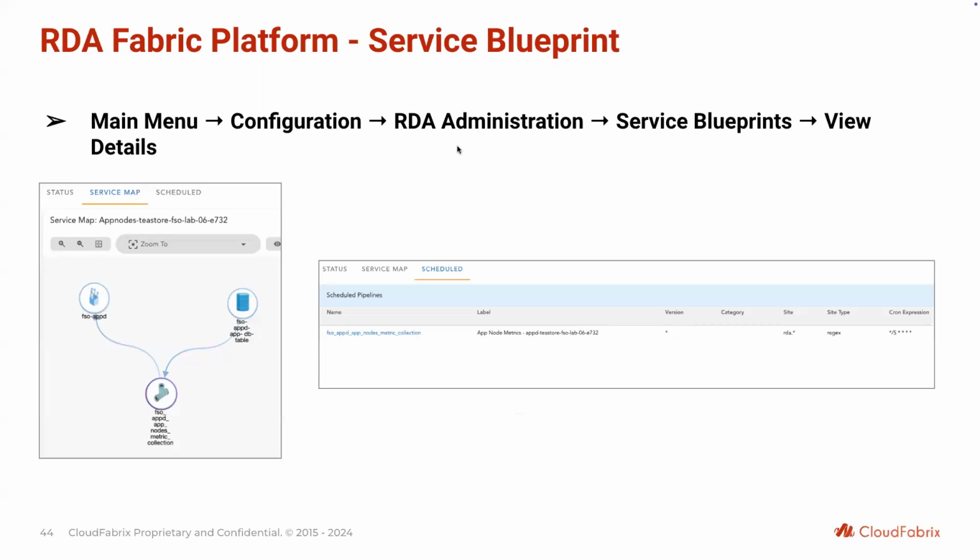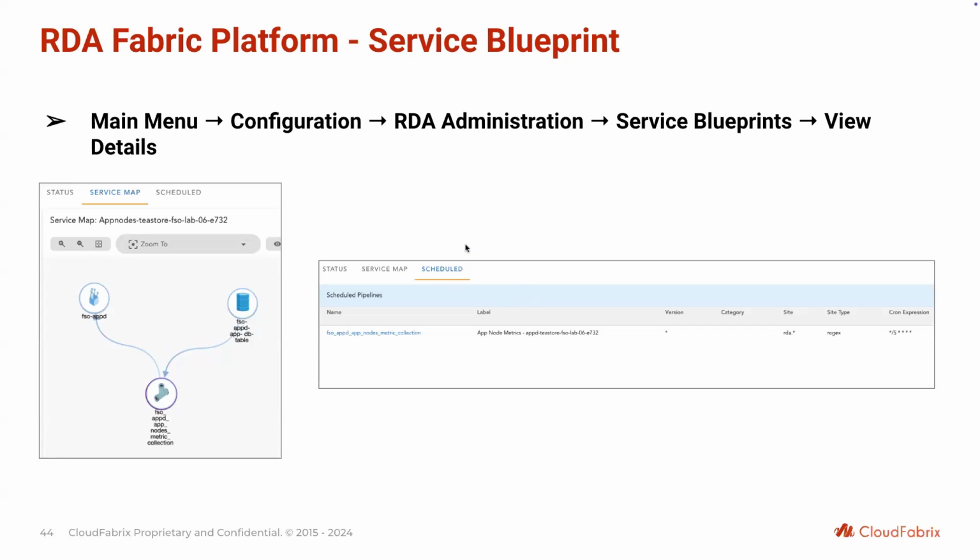And within a service blueprint, when you click on the service map tab, it shows you a visual representation of how these RDA pipeline bots are built and how they interact as part of the data automation. As you can see here, the bottom icon represents the pipeline. The pipeline has two bots. One bot integrates with an AppDynamics APM tool, gets the data, processes it through this pipeline, and saves it as a data set.